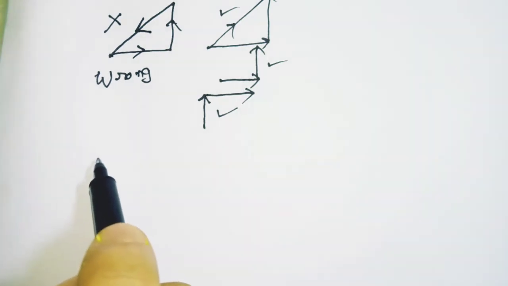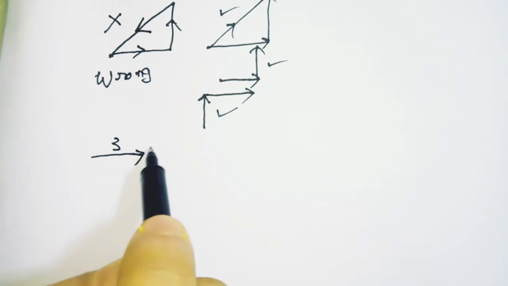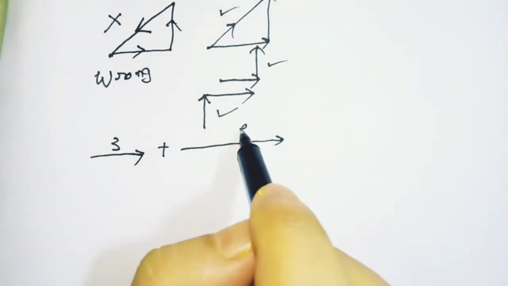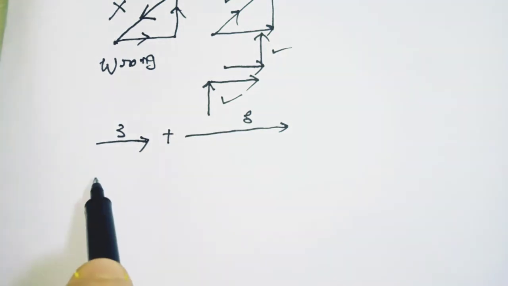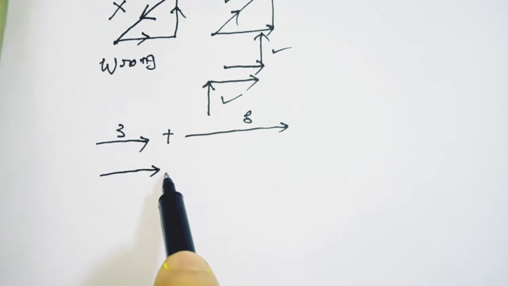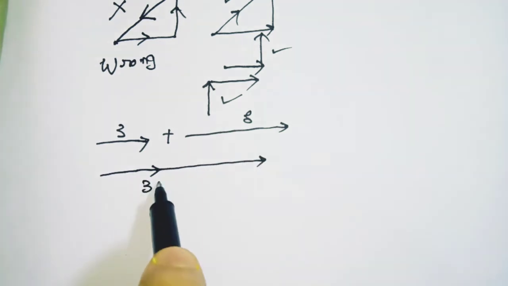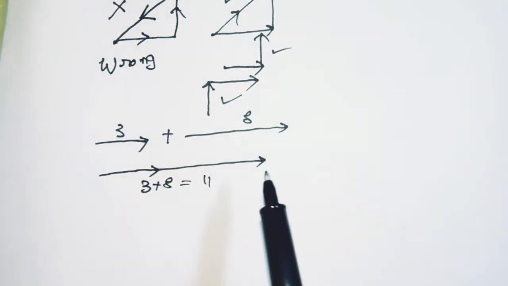For example, if I get a vector which is this one, I write it as 3, and I want to add it with a vector of this length, which is 8. What we do is add the tip to this tail. So it will take this length plus this length, and what I get here is 3 plus 8 equals 11. This is the way, tip to the tail.